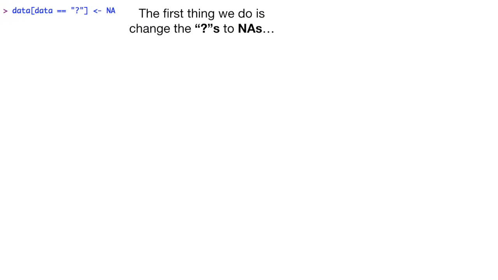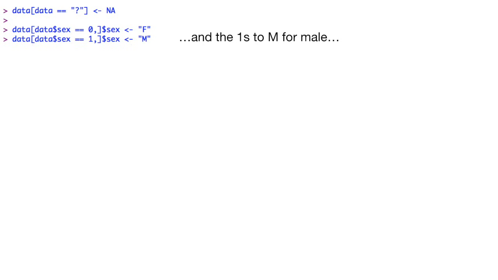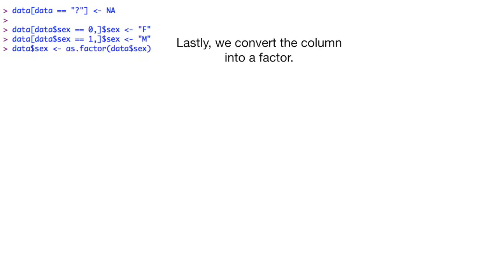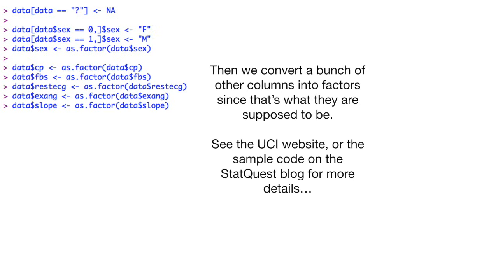The first thing we do is change the question marks to NAs. Then, just to make the data easier on the eyes, we convert the zeros in sex to F for female, and the 1s to M for male. Lastly, we convert the column into a factor. Then we convert a bunch of other columns into factors, since that's what they're supposed to be. See the UCI website or the sample code on the StatQuest blog for more details.